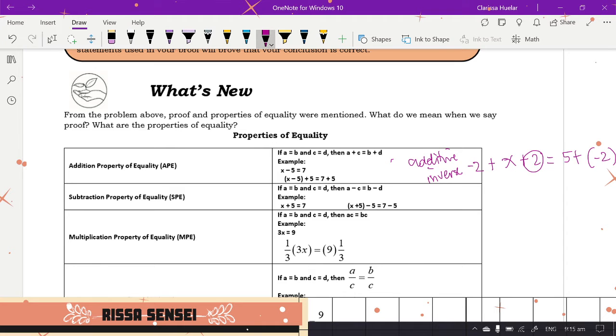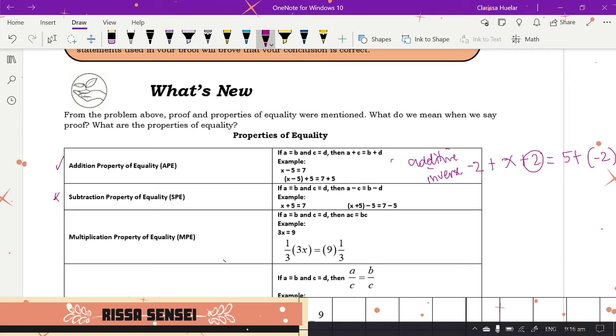Okay? Para rin siyang SPE, pero personally, hindi ko ginagamit itong SPE. Ang ginagamit natin ay APE. Dahil nag-a-add tayo ng positive number. Kapag APE, nag-add tayo ng positive number sa left side or right side. Pwede rin naman tayo mag-add ng negative numbers sa left side as well as the right side. So, APE lang ang sinasabi kong property.